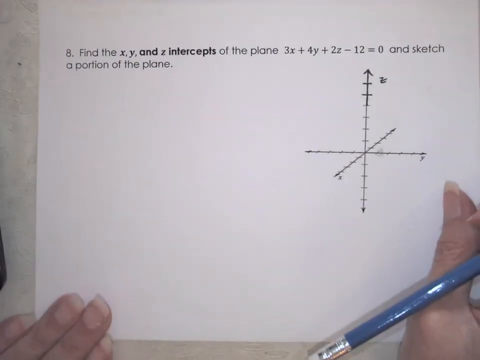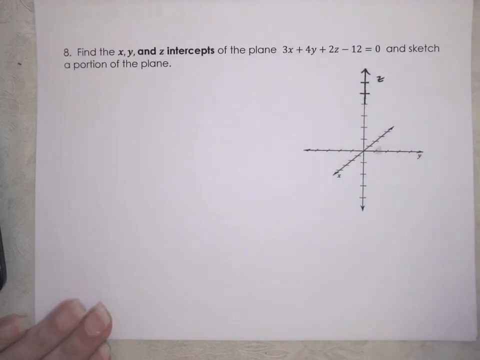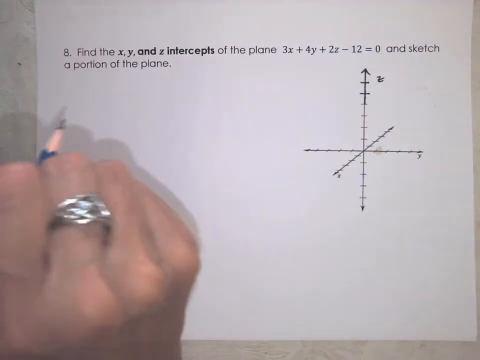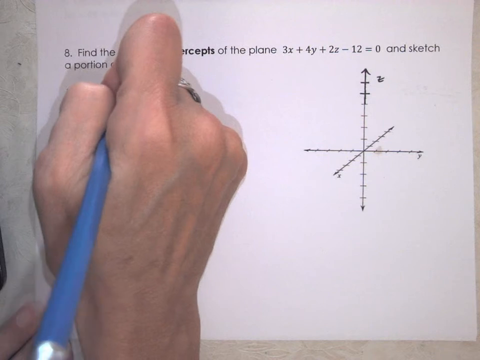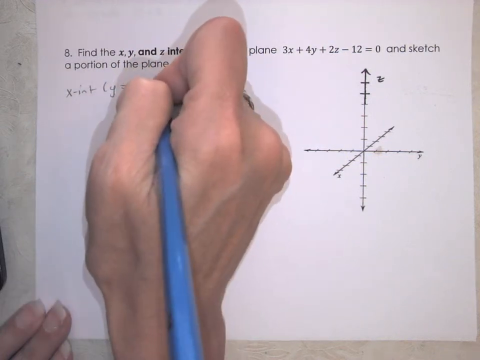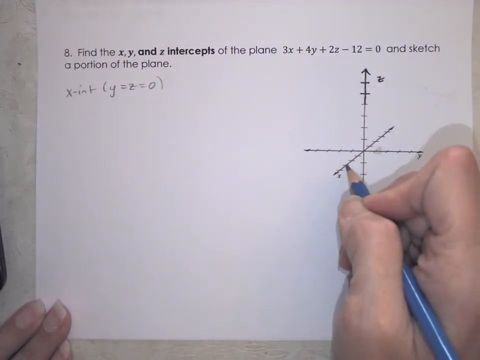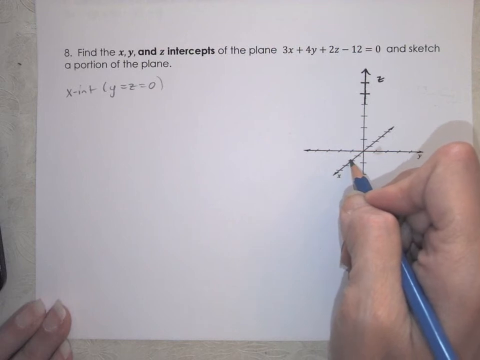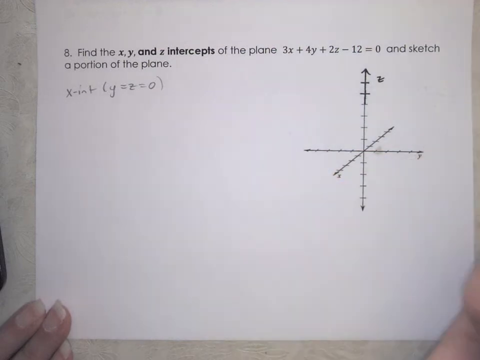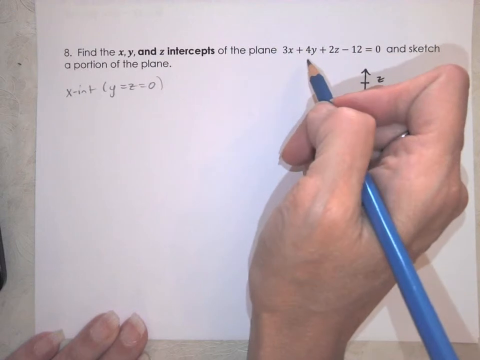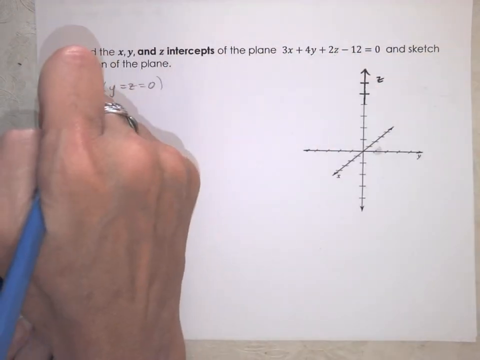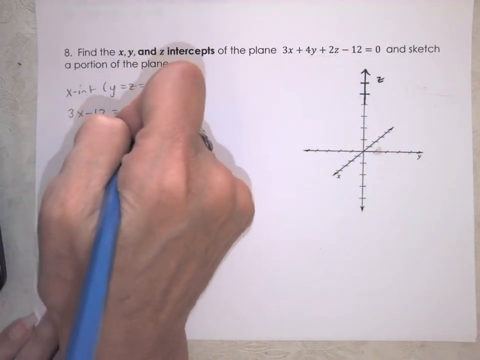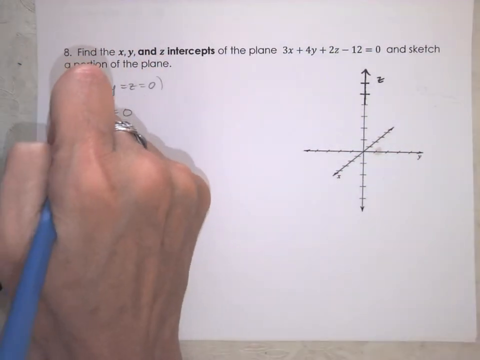Okay, question 8. Find the x, y, and z intercepts of this plane and sketch a portion of it. To find the x-intercept of a plane, it occurs when both y and z are 0. If I'm going to put something on the x-axis, it's going to occur when both y and z are 0. So it's pretty easy to find. If you can mentally set y and z to 0 here, you'd be left with 3x minus 12 equals 0, and you can solve for your x-intercept.